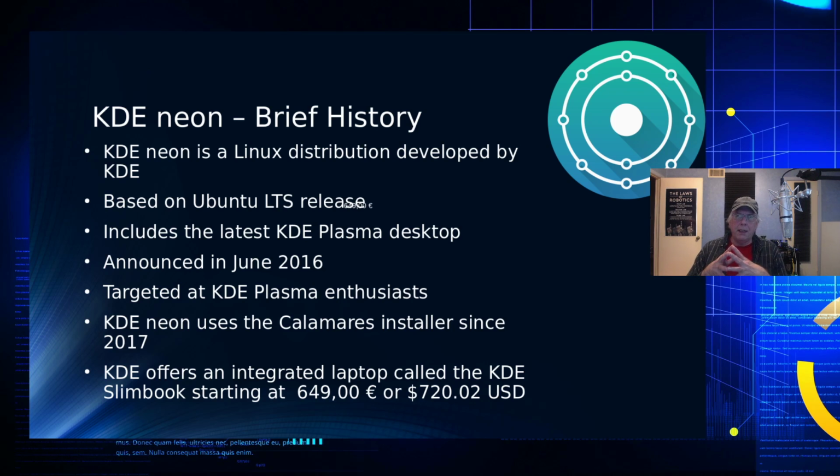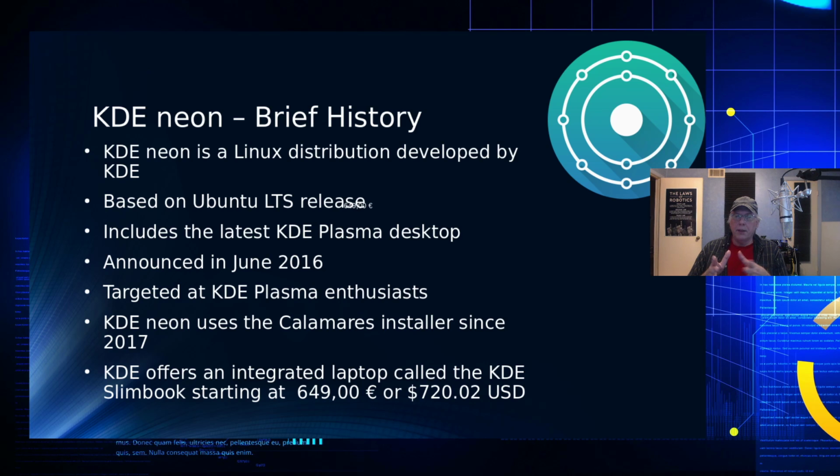So KDE Neon is a Linux distribution, in quotes. They don't call it that, but it was developed by KDE. It's based on Ubuntu LTS release. Currently, that's 18.04. However, there are a few caveats with that, and we'll talk about those. But it does always include the latest KDE Plasma desktop as well as the latest KDE software. So it was announced in June of 2016, and it's targeted at those people that are really KDE Plasma enthusiasts.